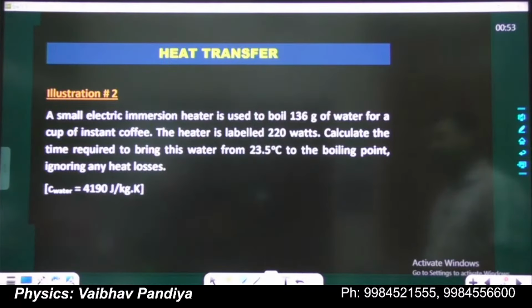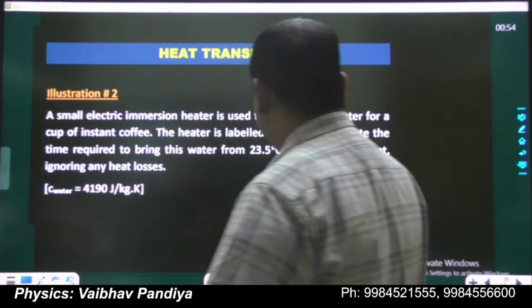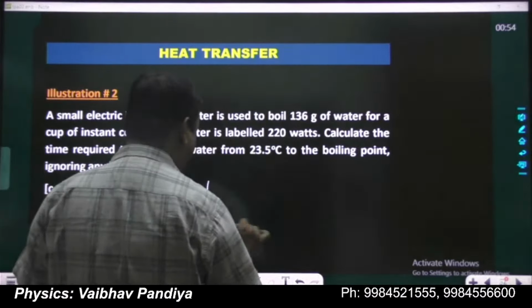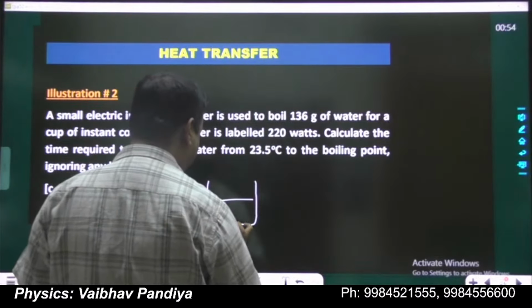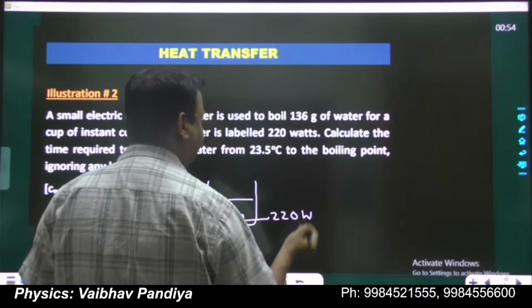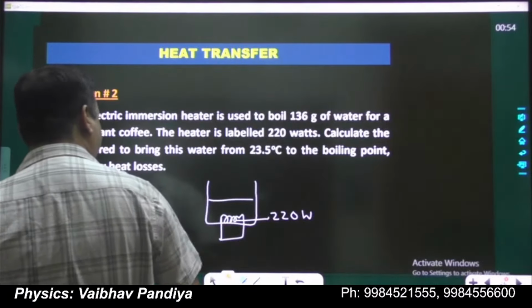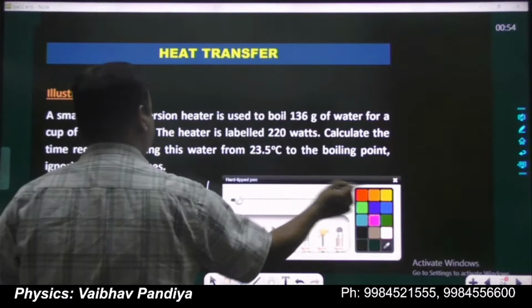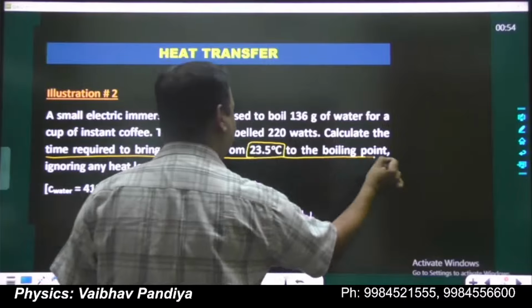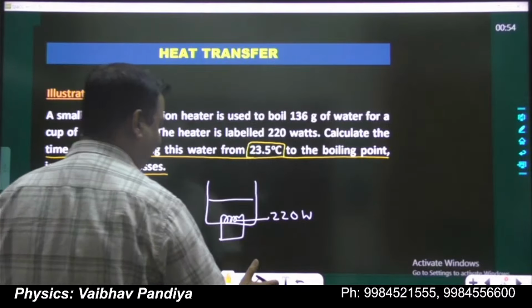Okay. Now see the next illustration. A small electric immersion heater is used to boil 136 gram of water for a cup of instant coffee. The heater is labeled 220 watts. So we have a small heater, and of course there is some heating element, and it is given 220 watt. Calculate the time required to bring this water from 23.5 degrees Celsius to the boiling point, ignoring any heat losses.